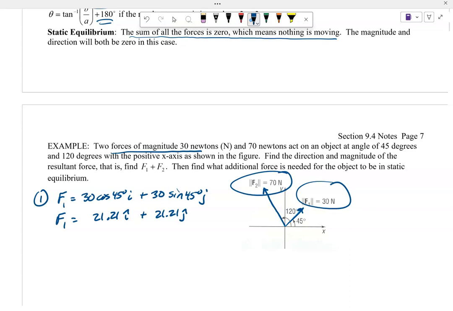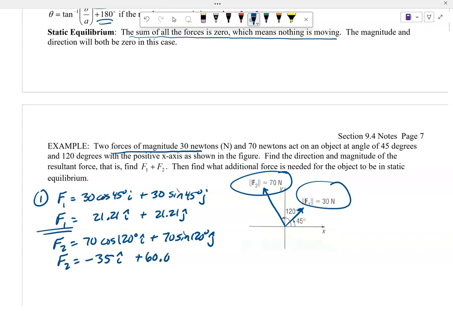Let's do the second one. Now it has a magnitude of 70 newtons. 70 is its magnitude, cosine, this time it's a 120 degree angle. 70 sine of 120 degrees. Again, make sure your calculator's in degrees. The second vector is negative 35 i plus 60.62 j.